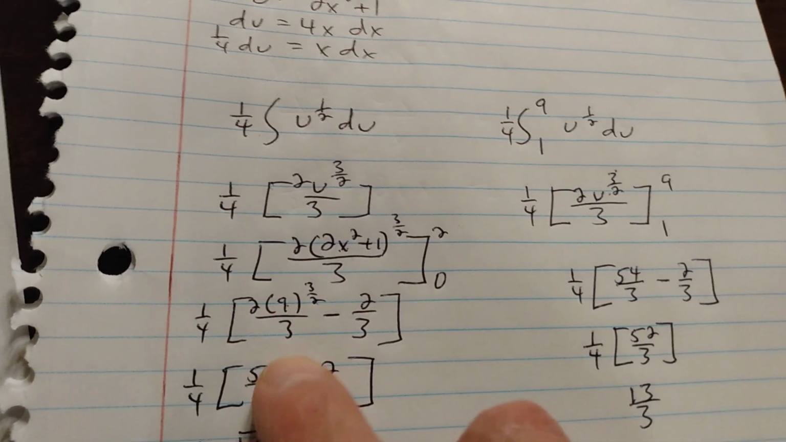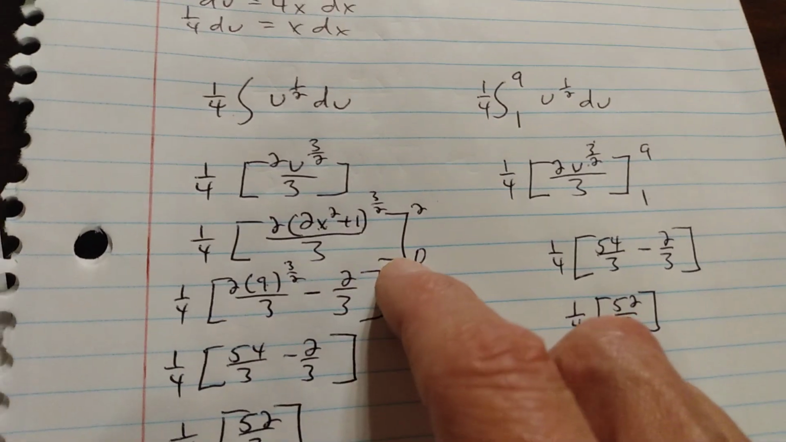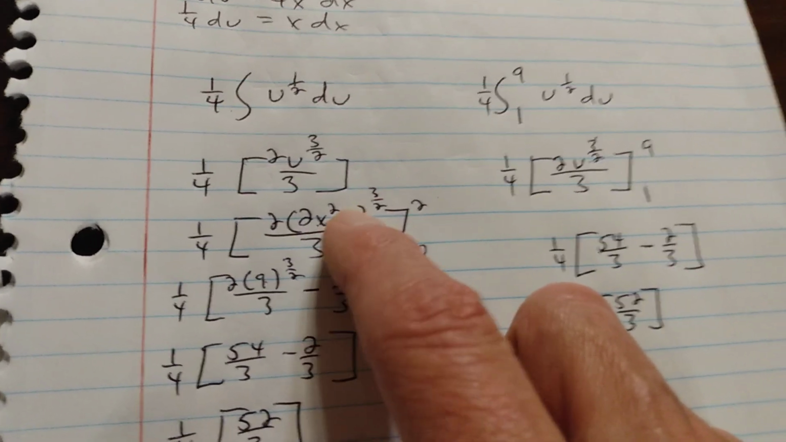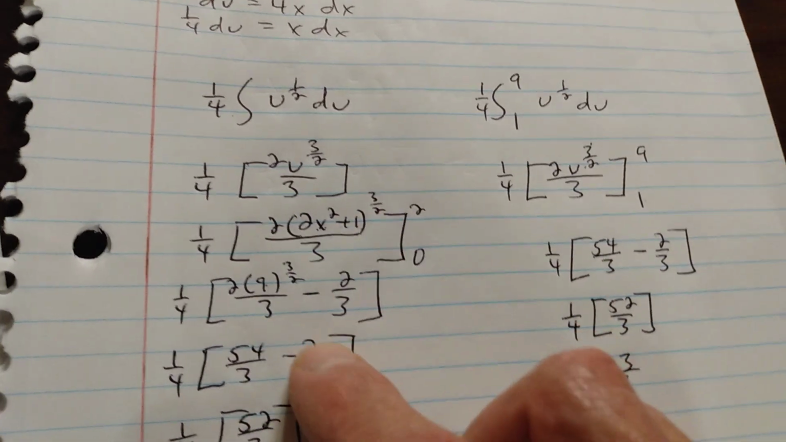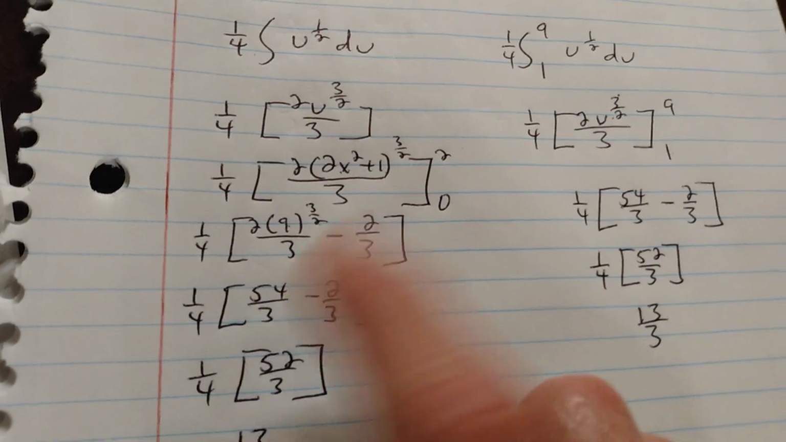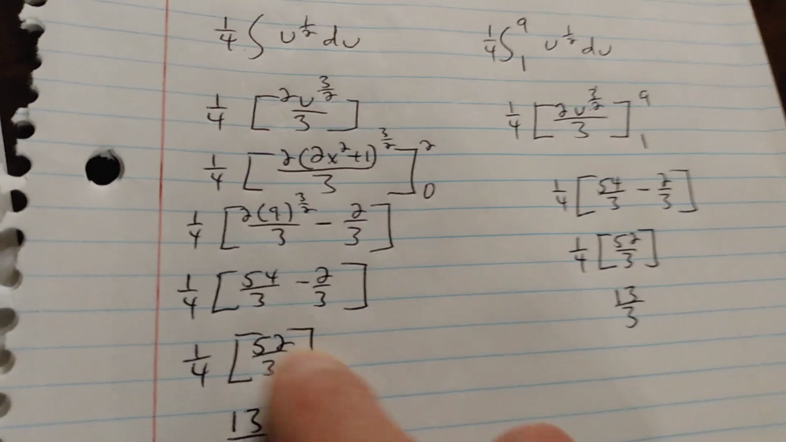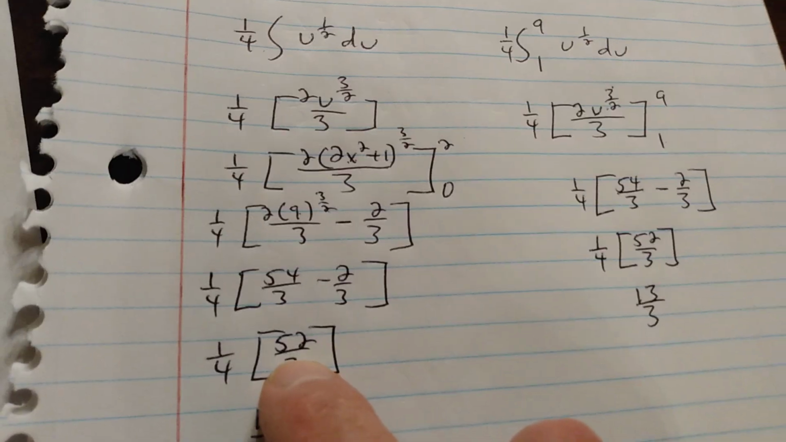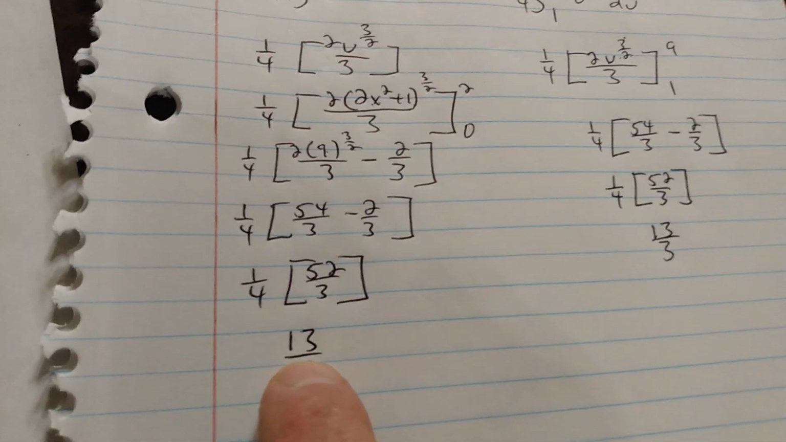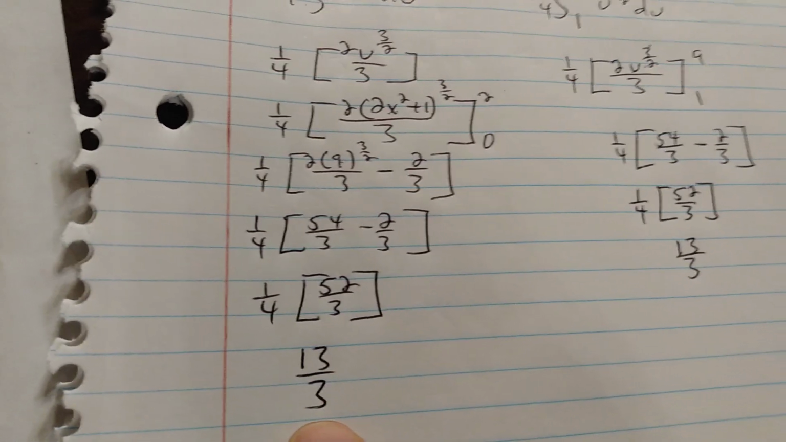So I did it there. It looks like I simplified it. And then that's 54/3. When you sub 0 in, that's 0 plus 1. 1 to any power is 1. 1 times 2 is 2, so that's 2/3. So this is me subbing 2 in. This is me subbing 0 in. All right, so I combine those. 52 is not divisible by 3, but it is divisible by 4. So 52 divided by 4 is 13, so it's 13/3.